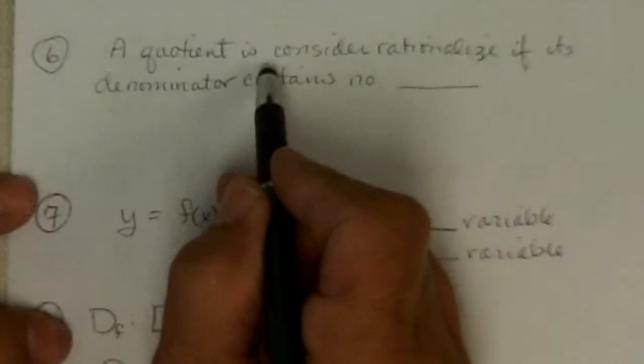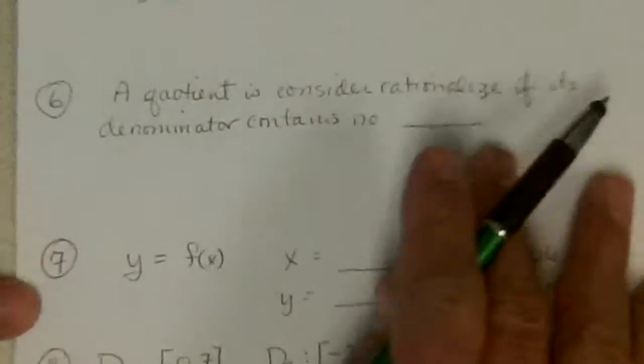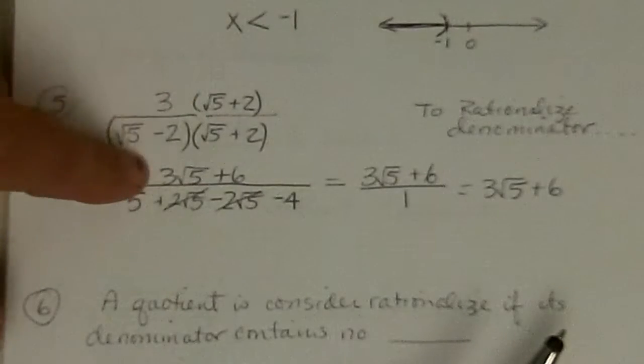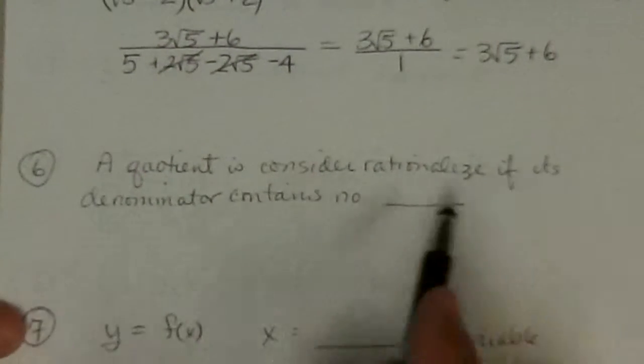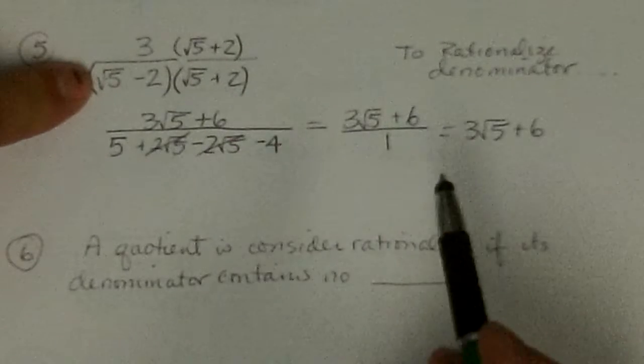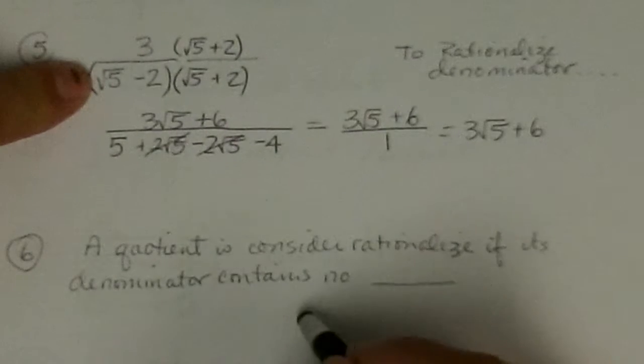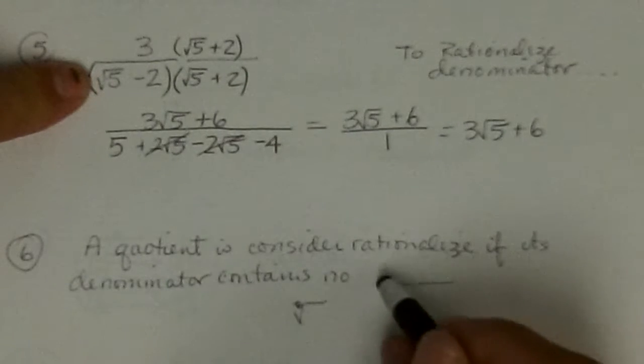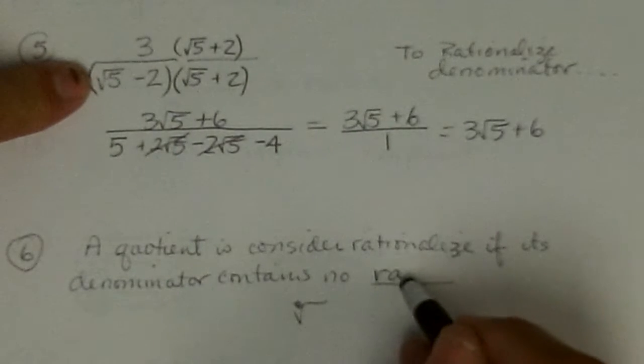A quotient is considered rationalized. This was a quotient, two expressions divided, if the denominator contains no square root, cube root, whatever, contains no root signs, whatever root it is, 2, 3, 4, 5, whatever, so no radicals.